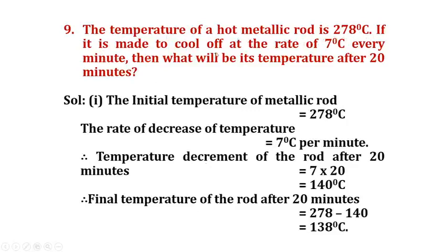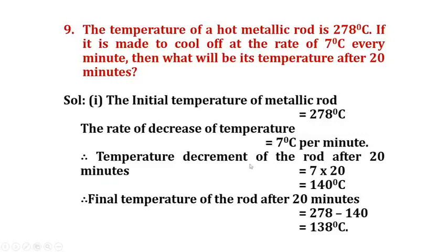If it is made to cool off at the rate of 7 degrees centigrade every minute, then what will be its temperature after 20 minutes? So initial temperature is how much here? The metallic rod is at 278 degrees centigrade. The rate of decrease of temperature is 7 degrees per minute. For every minute it is decreasing 7 degrees.